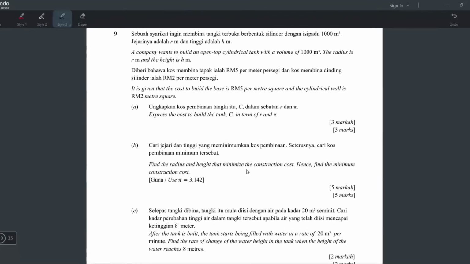Differentiation. Minimize rate of change. Okay, from chapter 2, the rate of change. Okay, let's do this. Read the question first. A company wants to build an open top cylinder tank.